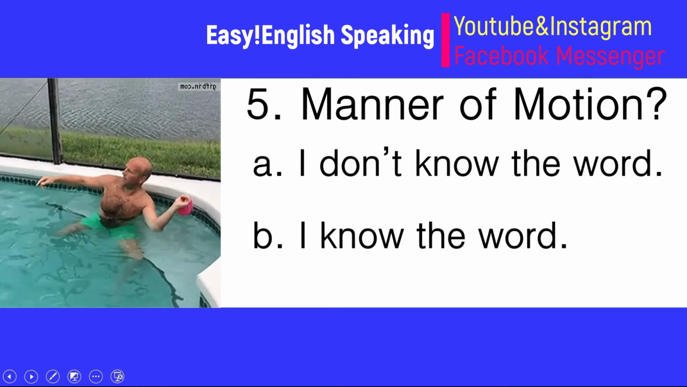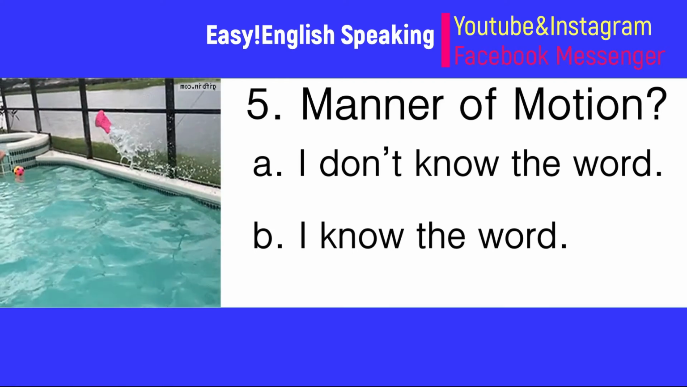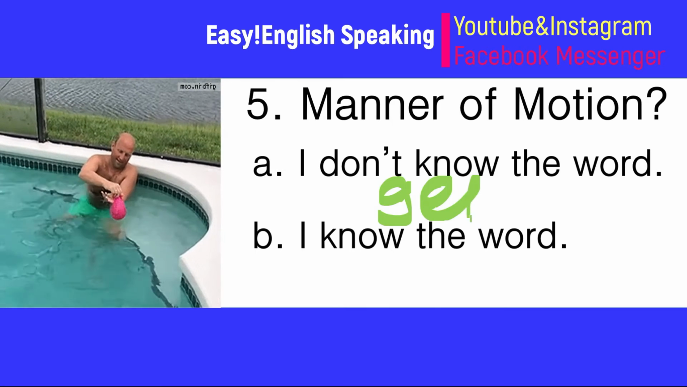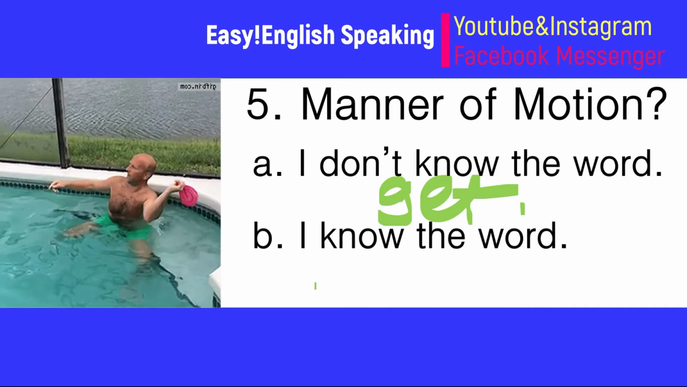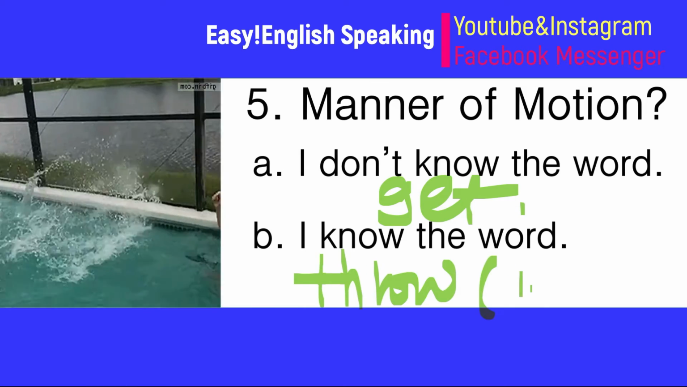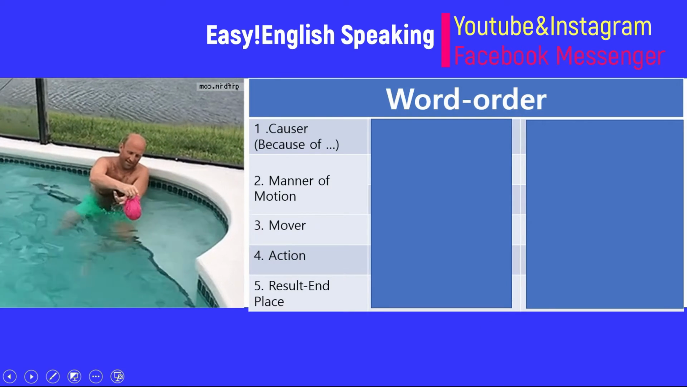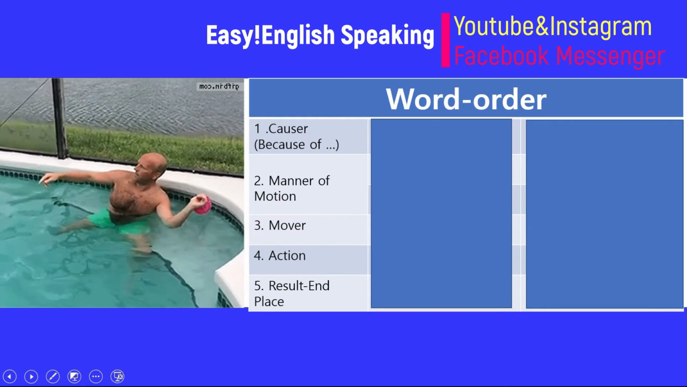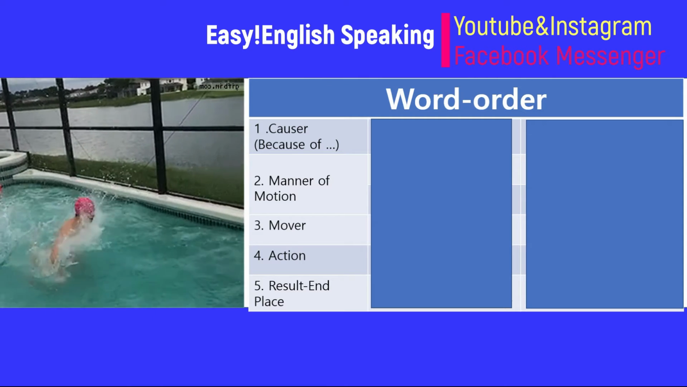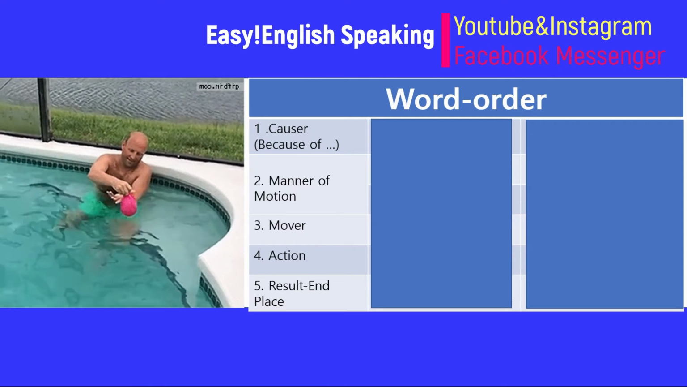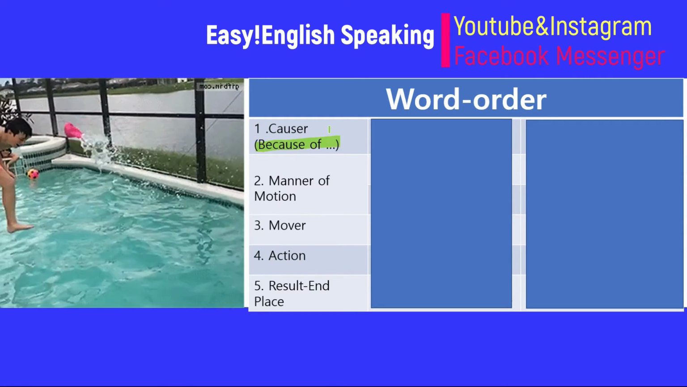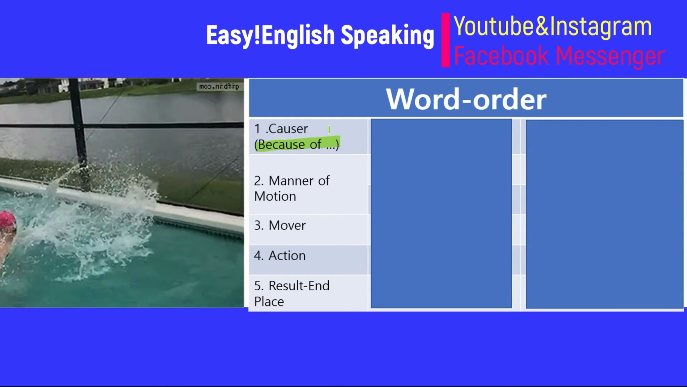If you know the word for it, in this case the verb, then use it. If you don't know the word, then you can use get, as I said. But if you know the specific word for it, you can just use it. In this case, I'm going to use the verb throw. So let's make a sentence with this table. What is the causer? What is the motion? What is the motion of the swimming cap caused by something, right? The causer of the movement of the swimming cap was the man, right?